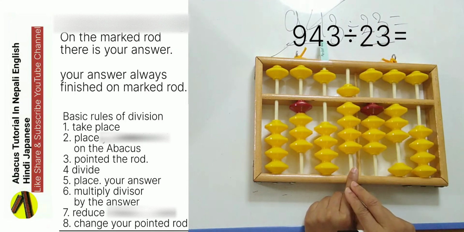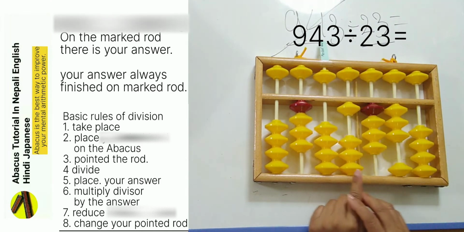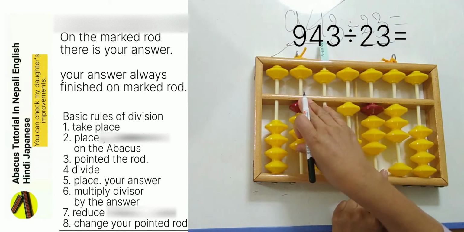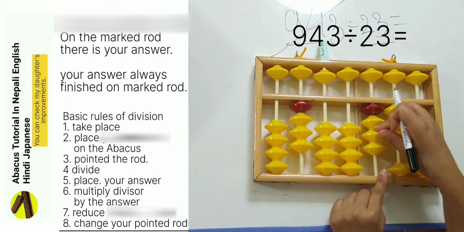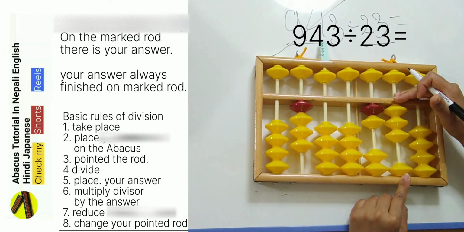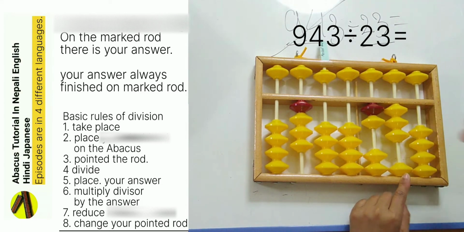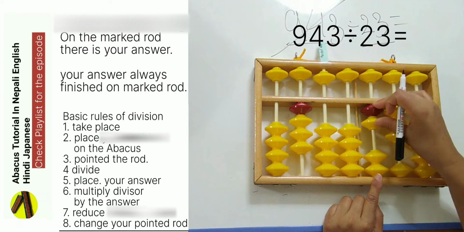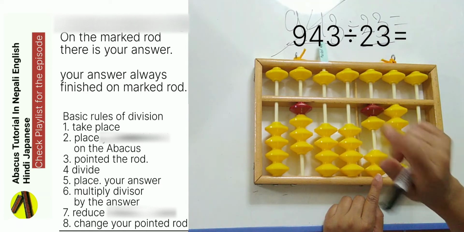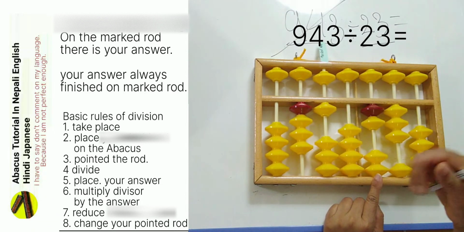4 2s are 8, so you reduce only 8 from here and change your finger. And 4 3s are 12, so reduce that 12. We still have dividend on our abacus, so we have to repeat the same action. We have 23 here. Again put your finger on the very first digit. 2 divided by 2, how many? 1 time. Yes, and place your answer 1 two rods to the left here, and start to multiply.